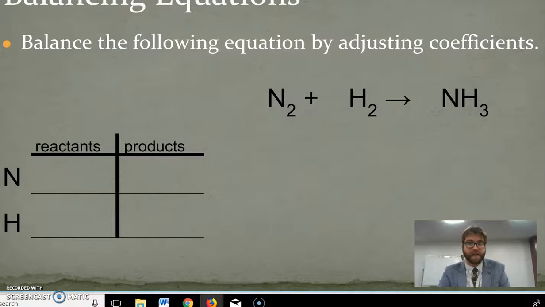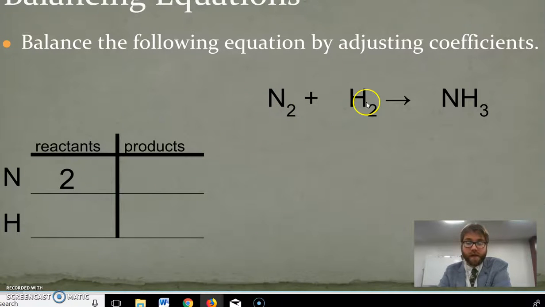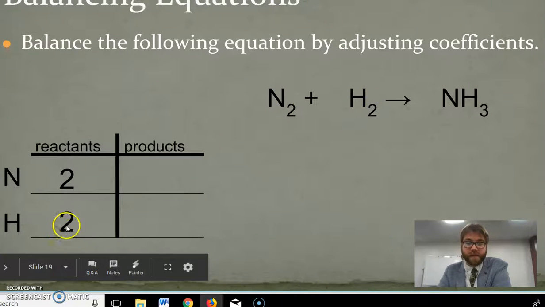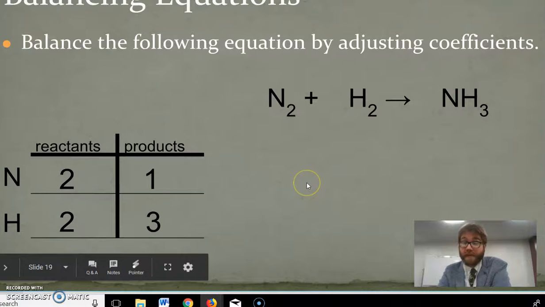So for example here, we have nitrogen and we have hydrogen, and we should fill in how many we have of each. We have 2 nitrogens here, so we write 2. We have 2 hydrogens, and we write 2 here. These are reactants. For our product side, we have 1 nitrogen and 3 hydrogens. Now we need to balance.